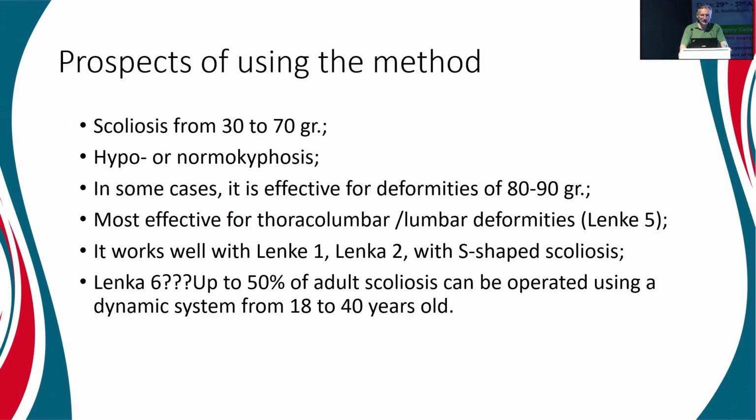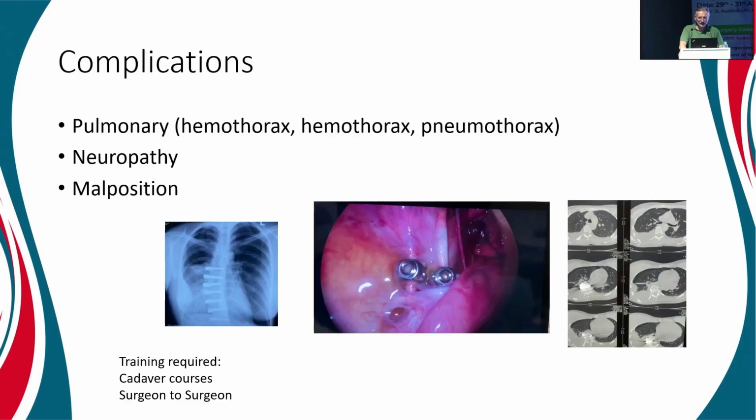And prospects for using the method: scoliosis from 30 to 70 degree, hypo or normal kyphosis. In some cases it's effective for deformity, especially thoracolumbar, of 80, 90 degree. Most effective for thoracolumbar deformities, Lenke 5 classification. It works well with Lenke 1, Lenke 2, and sometimes in Lenke 6. And the most optimal patients for surgery are from 18 to 40 years old.